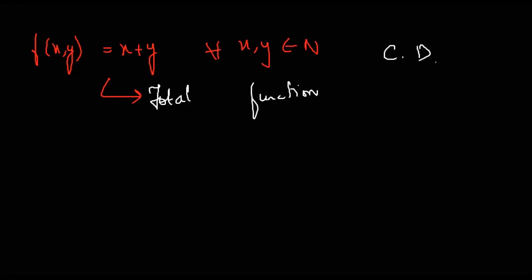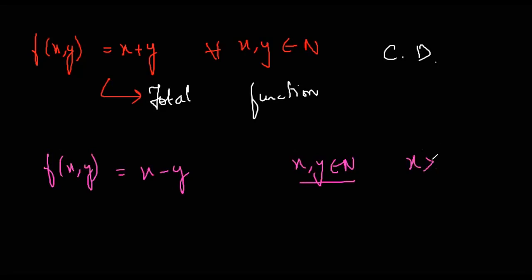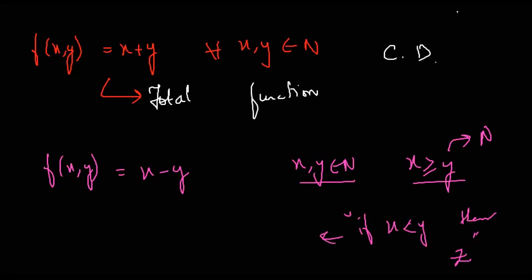While with respect to the same, if instead of x plus y I take the function as x minus y, then it will be defined only for a few values. That is, if x comma y belongs to N, and we want to map the elements, then only when x is greater than y will it give us a natural number. If x becomes less than y, then we will get an integer, and an integer is not in our codomain. So in that case, the elements of the domain will not be mapped entirely. So in that case it is known as a partial function. So x plus y is considered a total function, while x minus y is considered a partial function.